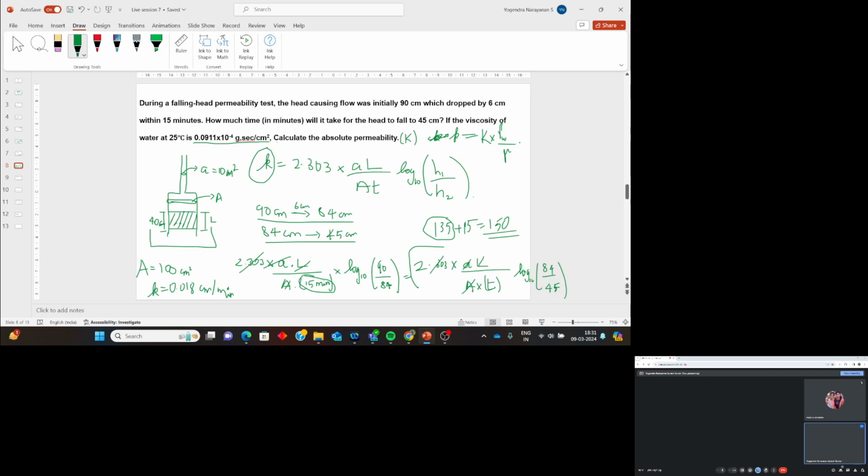How much are you getting? Sir, 2.733 into 10 to the power of minus 9. Meter square, right? So its unit is meter square. Centimeter square, sir, I think. Centimeter square. Okay, fine. So let us move to the next question.